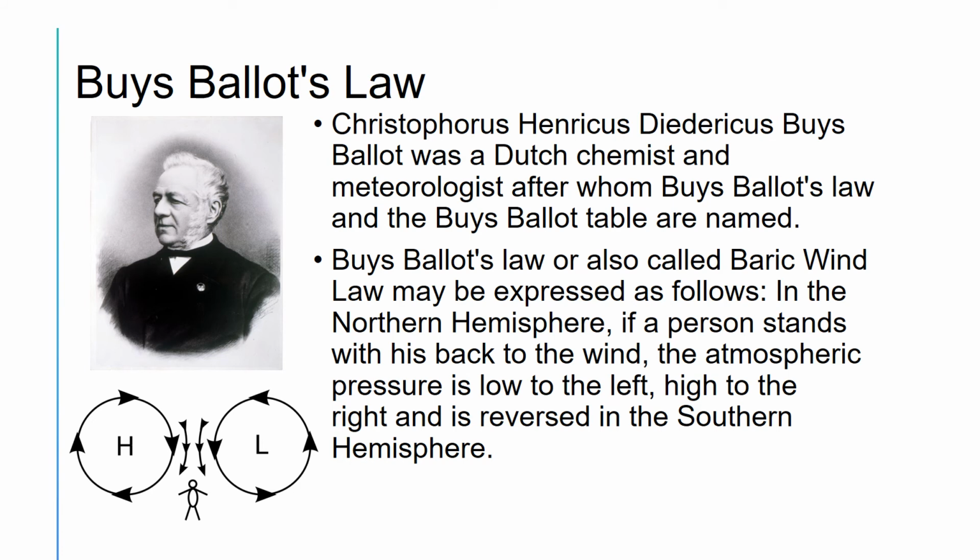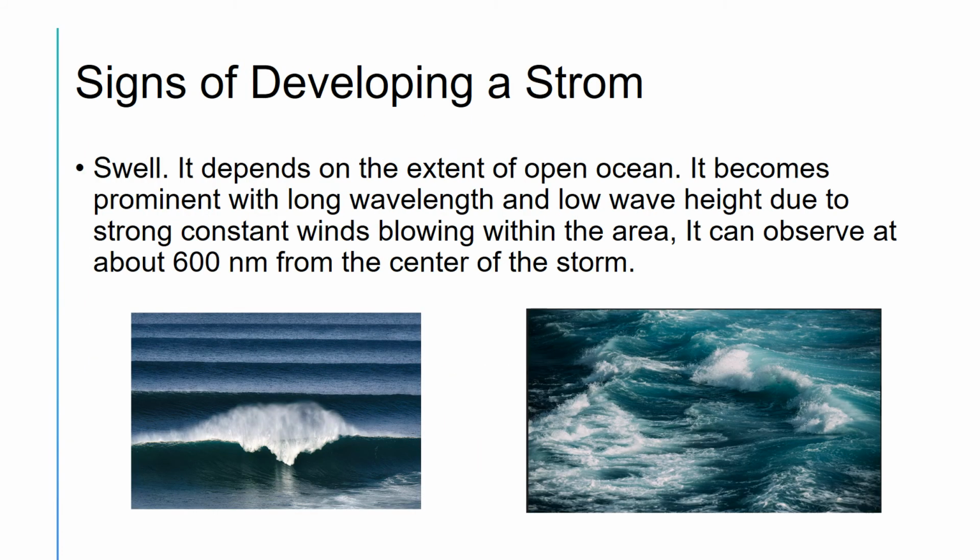Ganun lang kasimple. So, signs of a developing storm. Swell, unang-una, it depends on the extent of open ocean. It becomes prominent with long wavelengths and low wave height due to the strong constant winds blowing within the area. It can be observed at about 600 nautical miles from the center of the storm. So, syempre, kapag nakita yung mataas na yung alon, ibig sabihin, maaaring may disturbance or low pressure area sa lugar na yun.